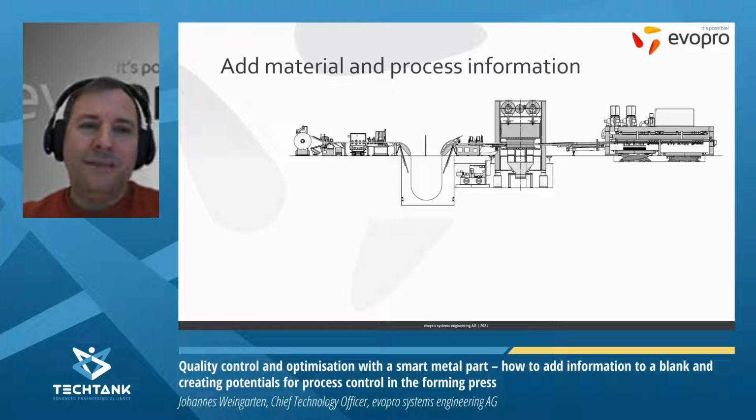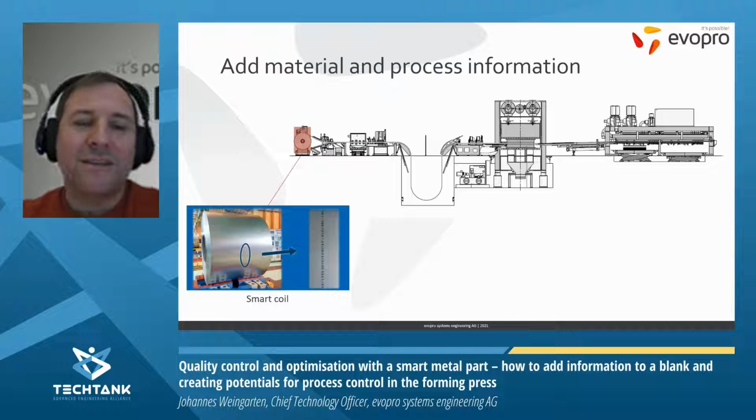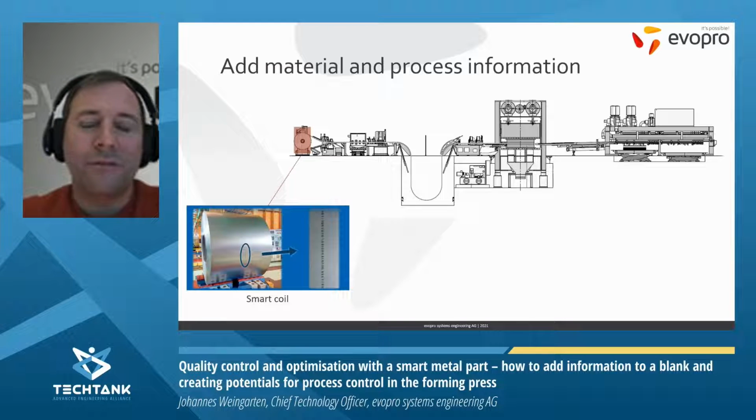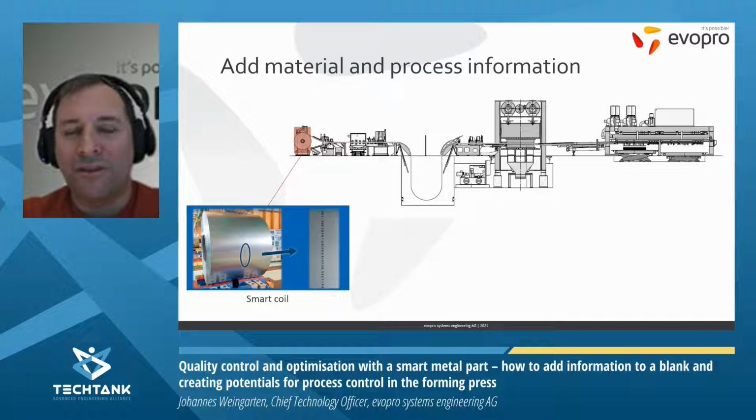How do we add the material and process information? So this is just a schematic of a standard stamping or a standard coil blanking line. And of course, there is one interesting thing how we can achieve the material information. And this is about the smart coil.